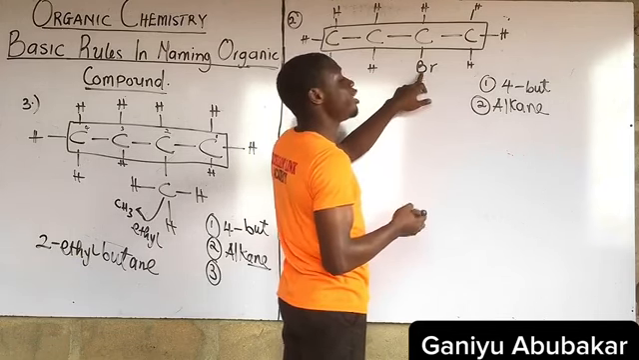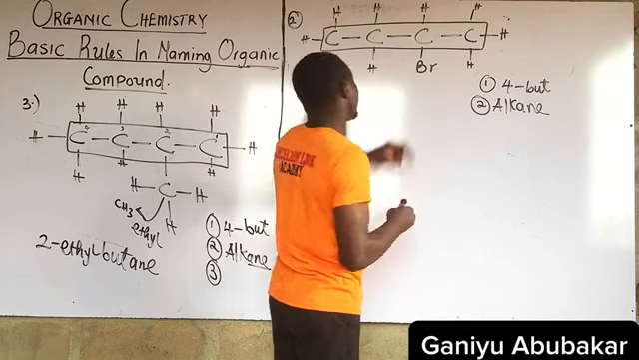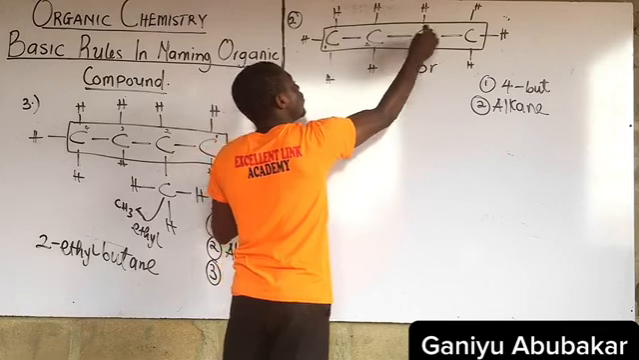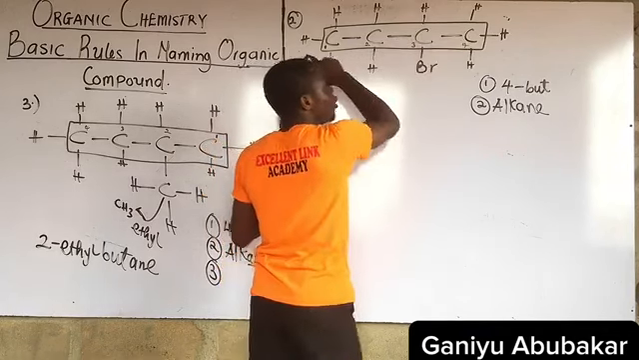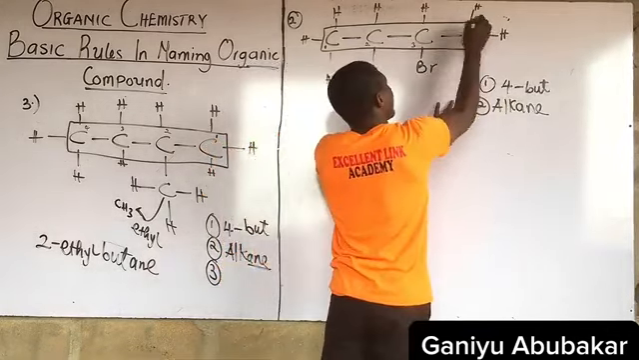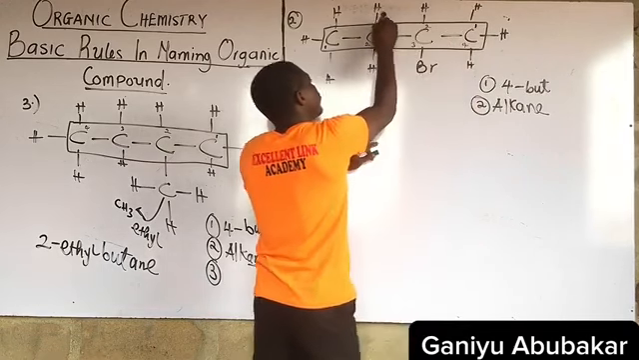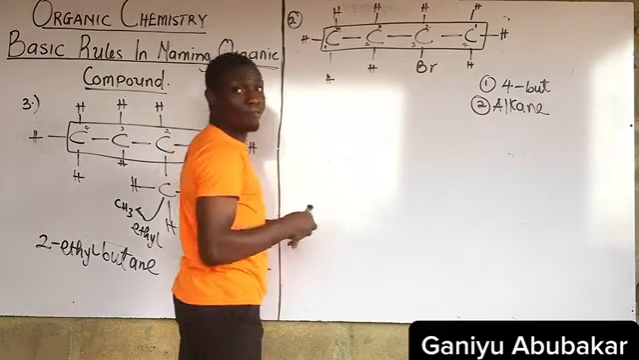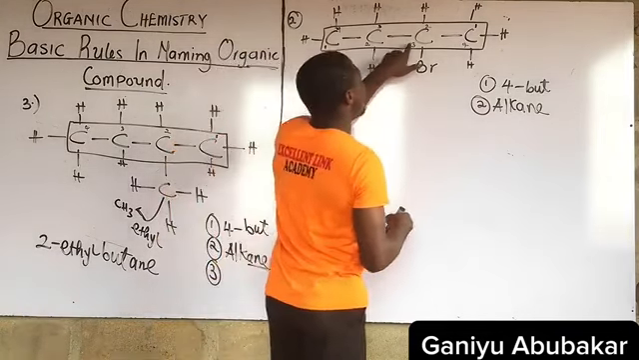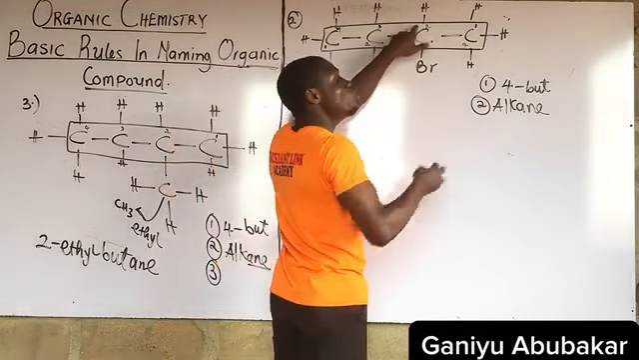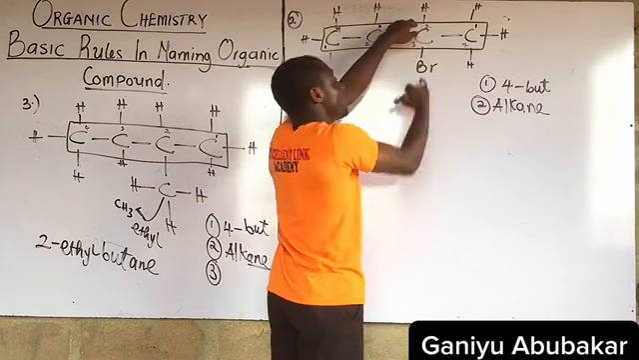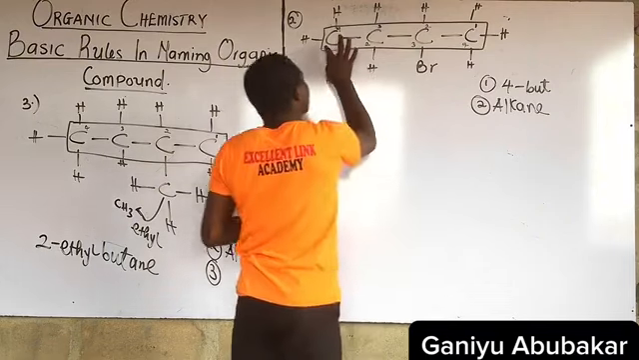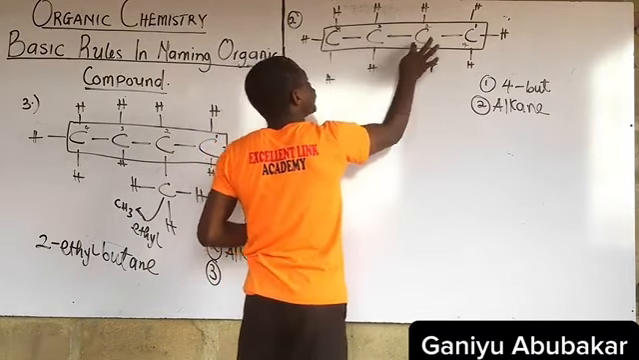So I'll look for the least possible number to the substituent. Using my upper numbering, I have 1, 2, 3, 4. Lower numbering, I have 1, 2, 3, 4. I will pick the least number substituent in between upper numbering and lower numbering. Which one gives the least number to the substituent? Bromine. That's what? Lower numbering. So I'll discard what? The upper numbering and go with what?